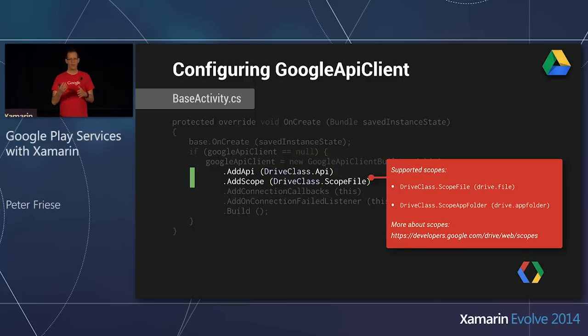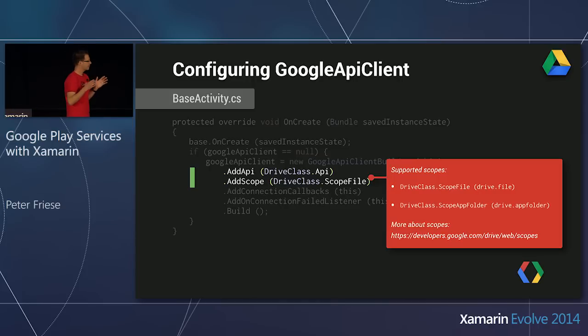The second scope is the app folder scope. And the app folder is a very interesting thing because it's a special folder in the user's drive. The user can't see the app folder. It's invisible. Your application can see the app folder when it's asking for permission to access it. And it can use this folder to store configuration files that need to be synced between the various incarnations of your application. So that's very useful for storing configuration data that you want to transport from one device to another device.